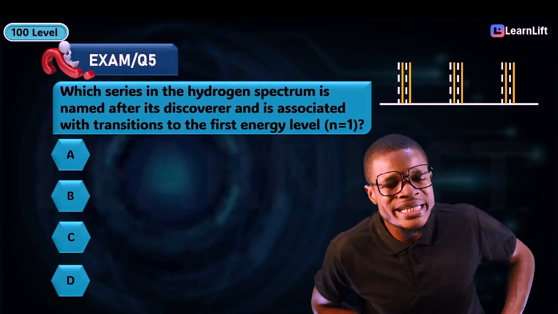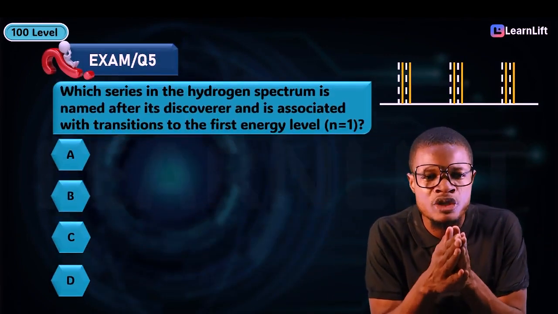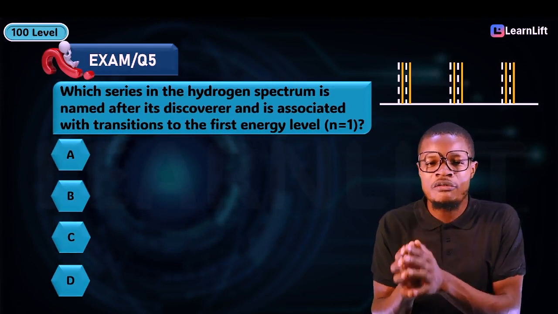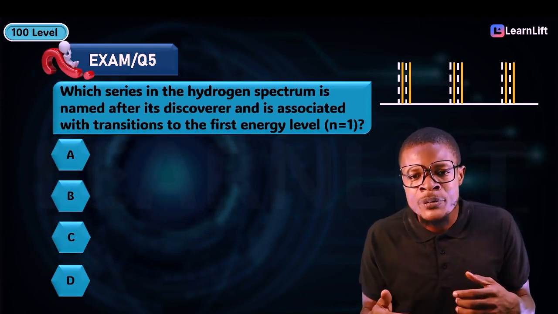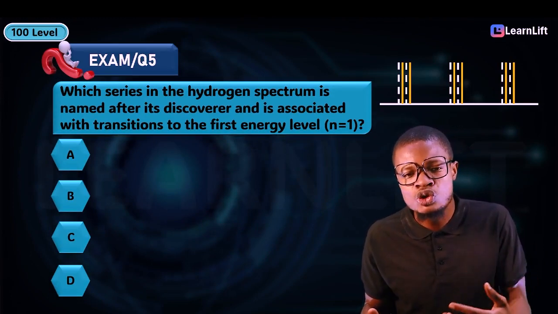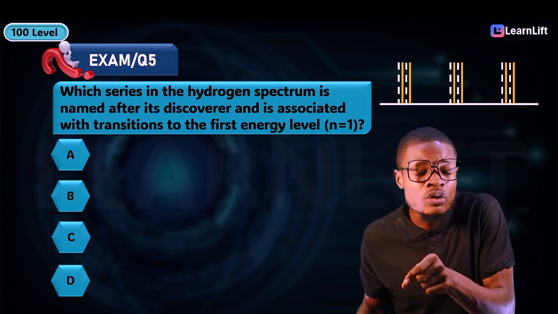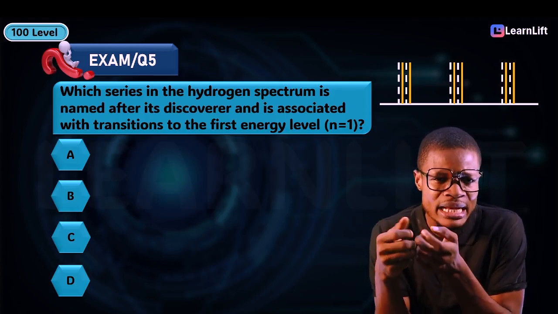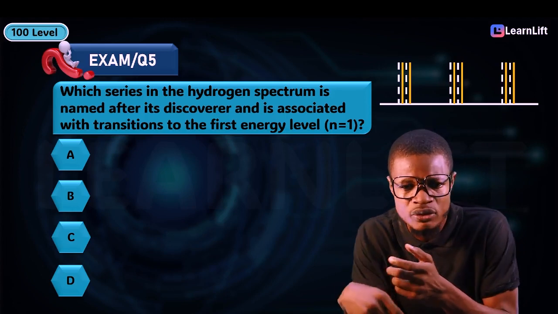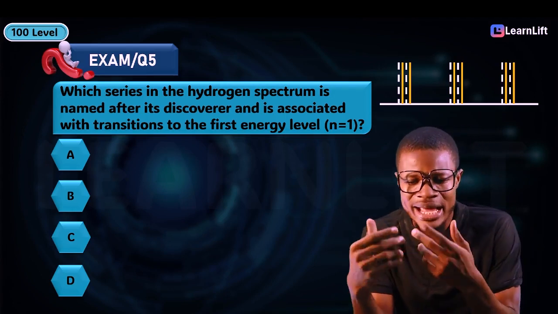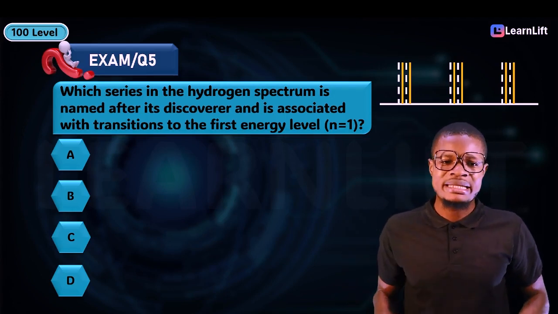The next question, question 5, says which series in the hydrogen spectrum is named after its discoverer and is associated with transition to the first energy level? It's not just the name that you should focus on here. You should focus more on the energy level. And then we're given energy level n equals 1. Now, what's the answer there?